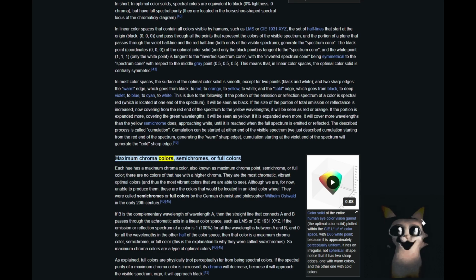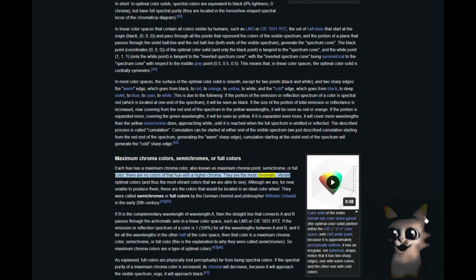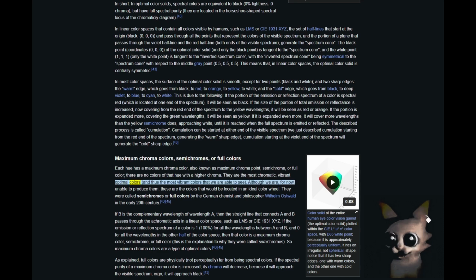Maximum chroma colors, semichromes, or full colors. Each hue has a maximum chroma color, also known as maximum chroma point, semichrome, or full color. There are no colors of that hue with a higher chroma. They are the most chromatic, vibrant optimal colors, and thus the most vibrant colors that we are able to see.